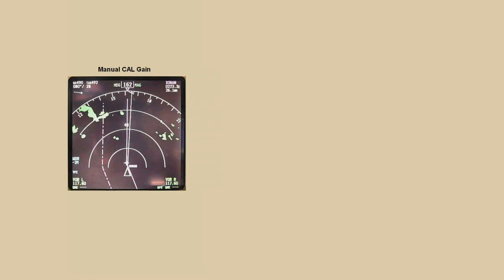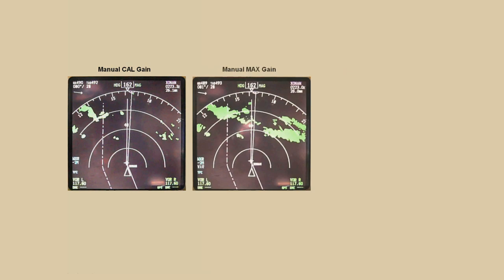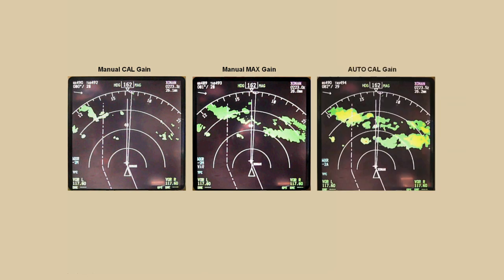Note that in manual mode, in calibrated gain with a -2 down tilt, only thunderstorm cores are shown. When manual max gain is selected, a weather ridge line is visible to the flight crew. Because the Gulf of Thailand is a low reflectivity environment and cells are difficult to detect, auto-cal gain is actually more sensitive than manual max gain and displays more of the cell system for the crew.